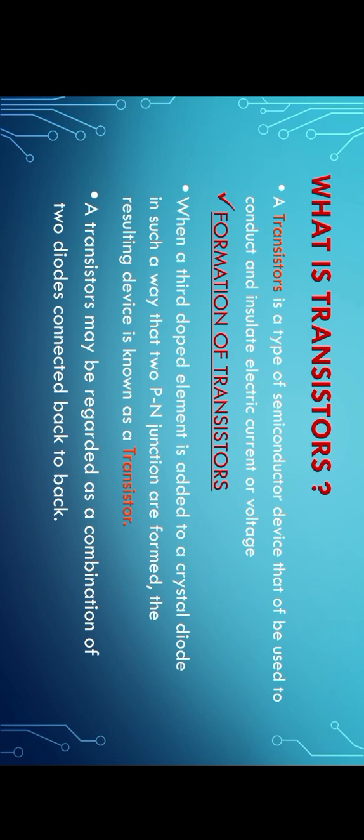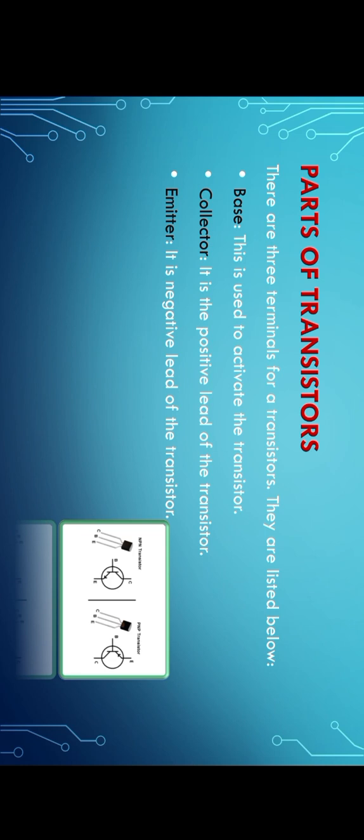Formation of transistors. When a third doped element is added to a crystal diode in such a way that two p-n junctions are formed, the resulting device is known as a transistor. A transistor may be regarded as a combination of two diodes connected back to back.